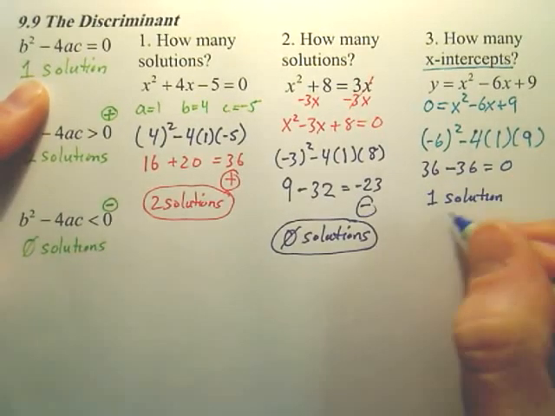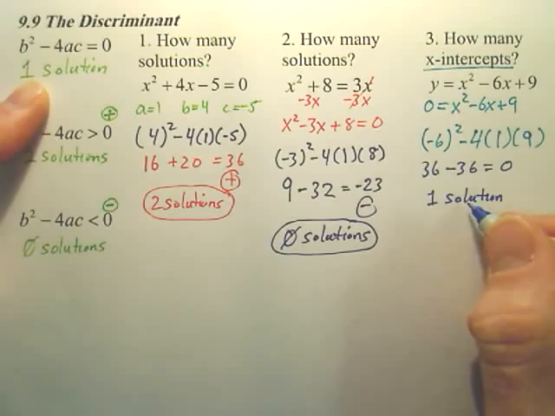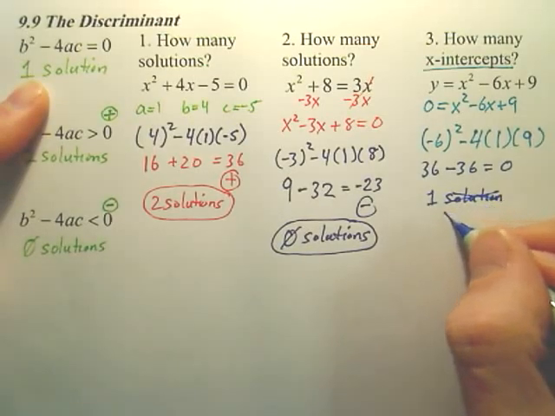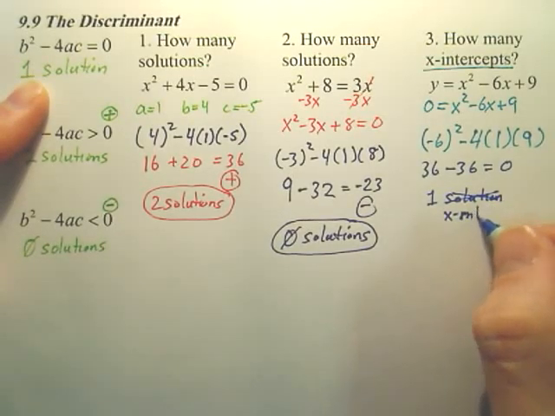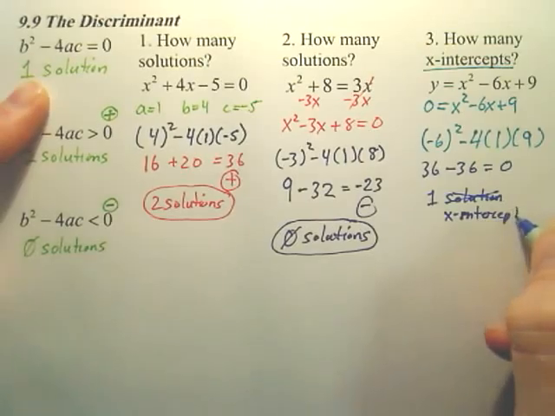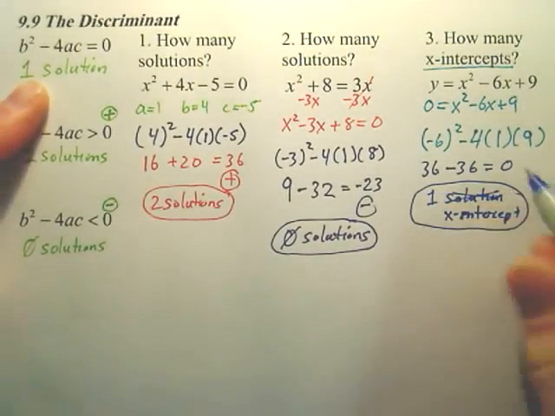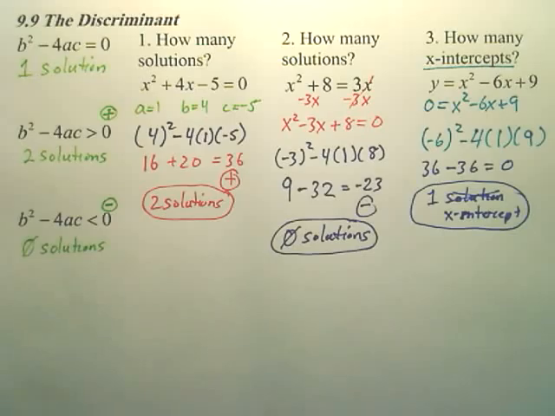1 solution means 1 x-intercept. Maybe I should call it solutions. Call it 1 x-intercept. You could put 1 solution, but there's 1 x-intercept because that's what it's asking for. Solutions and x-intercepts are kind of the same thing depending. This one you just had to plug a 0 in to start with.